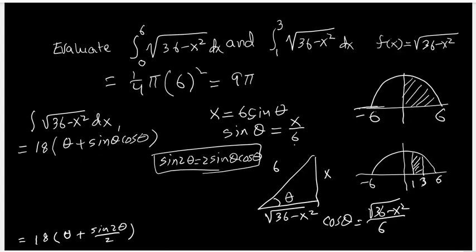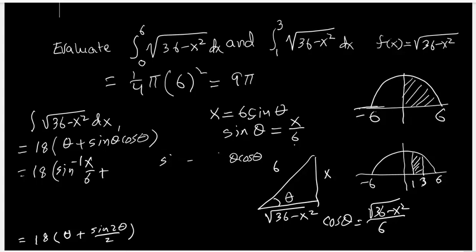As you remember, sine 2 theta is 2 sine theta cosine theta. So when I plug it here, this 2 will cancel out with that 2. So I get 18 times theta plus sine theta cosine theta. Now all the values are ready. My theta will be sine inverse of x over 6, plus sine theta, which is x over 6, and cosine theta, which comes out as the square root of 36 minus x squared over 6. Okay, so I'm done with the integral.